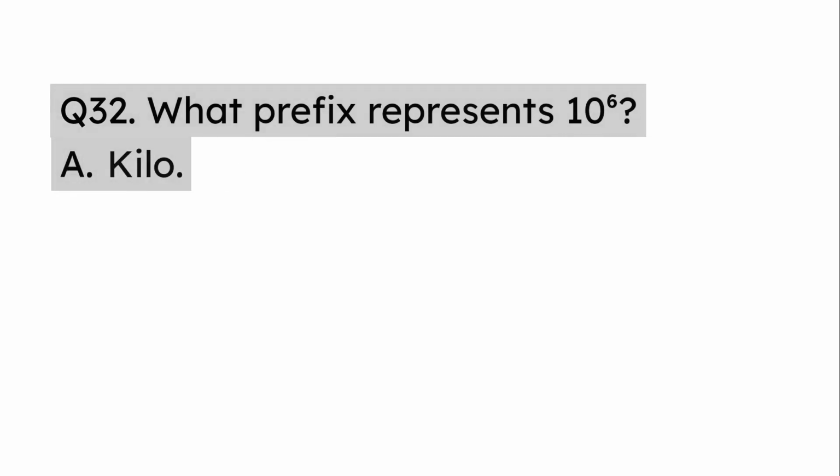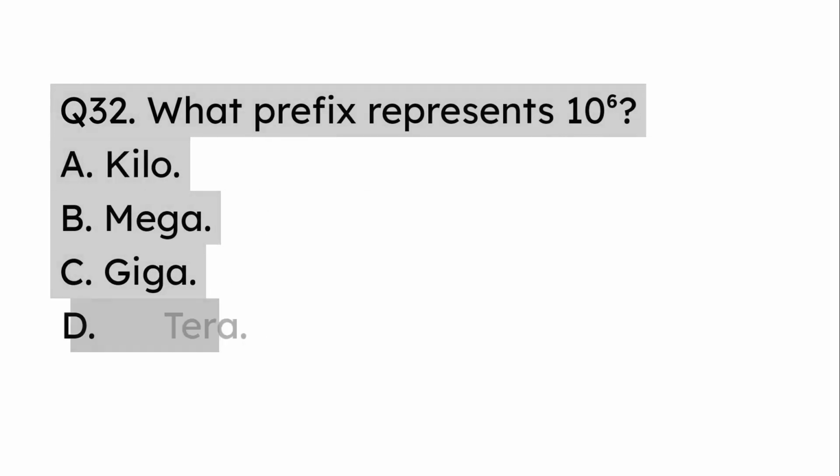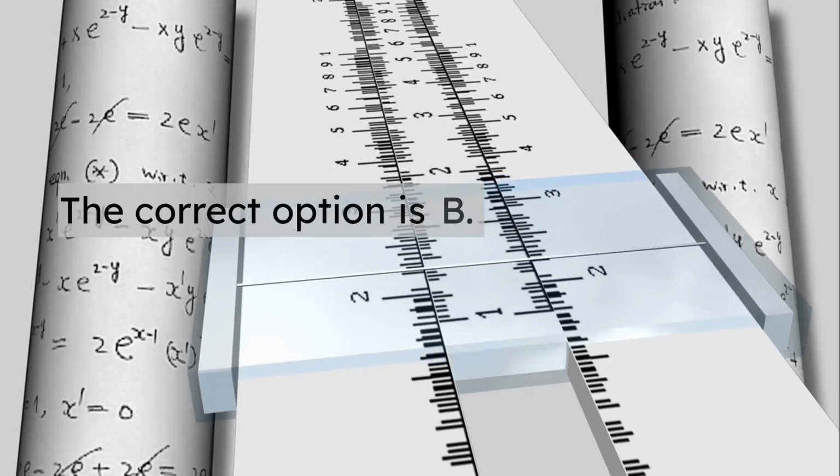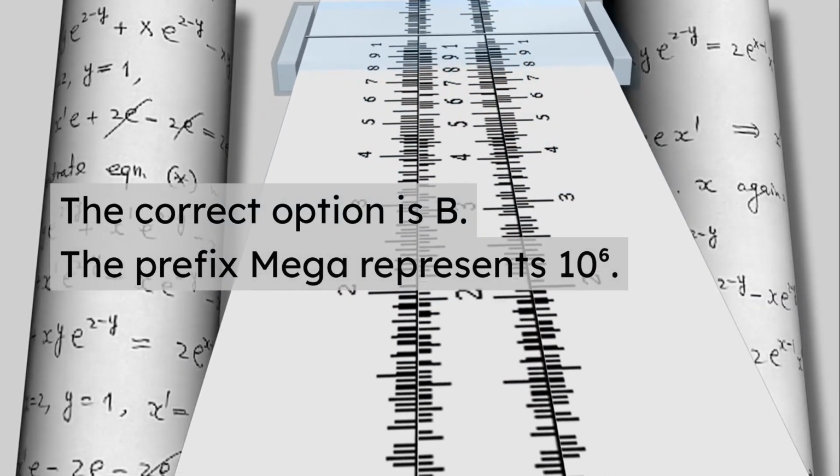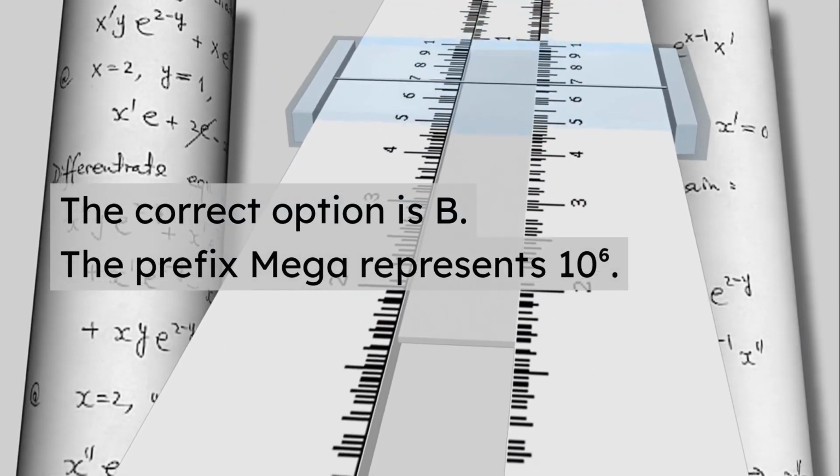Q32. What prefix represents 10 to the power of 6? A. Kilo. B. Mega. C. Giga. D. Tera. The correct option is B. The prefix mega represents 10 to the power of 6.